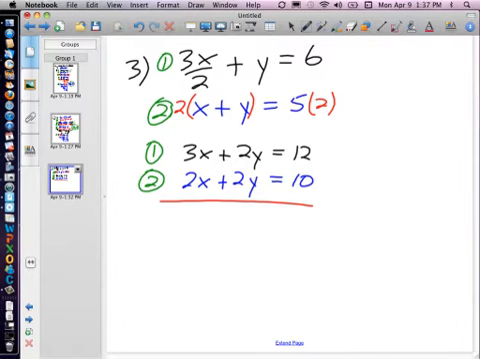So now we're going to use subtraction because if you haven't figured it out yet, when you have the same operation or the same sign, you use subtraction because 2 minus 2 would be 0. If they have opposite signs, then you want to add them because opposite things added together would be 0. So 3x minus 2x is x, 2y minus 2y is 0, and 12 minus 10 is 2. So now we have x equals 2.